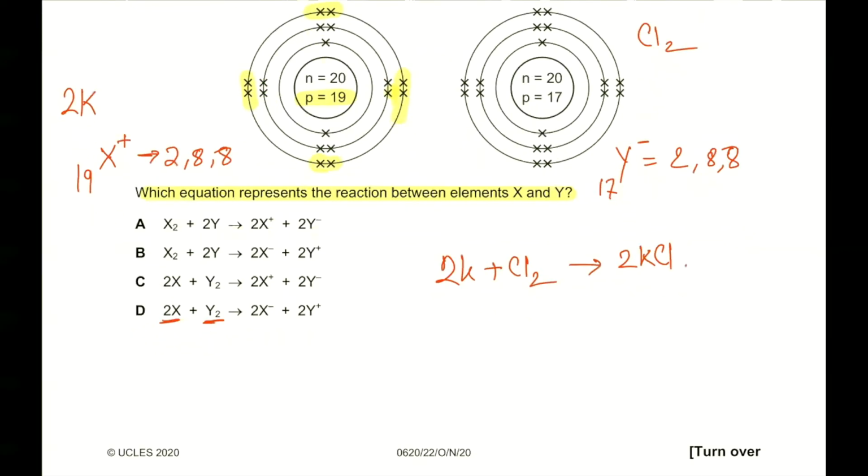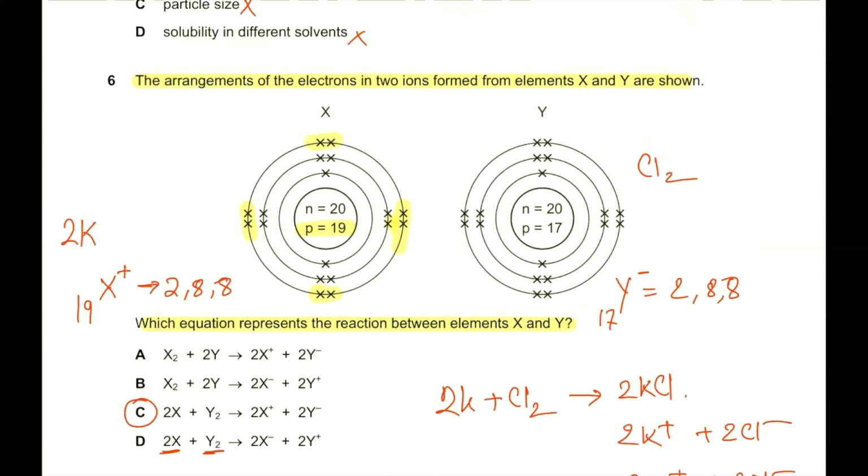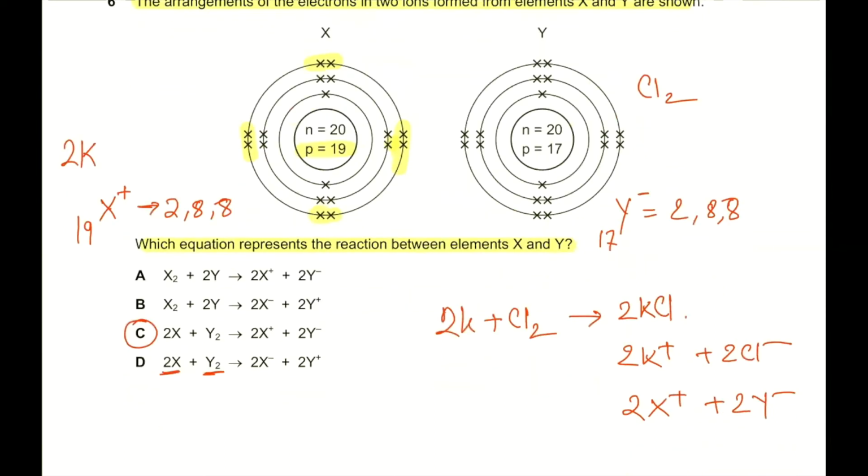So 2X plus Y2, after the reaction, we will get 2K plus and 2Cl minus. So in other terms, we will get 2X plus and 2Y minus. So 2X plus Y2 gives 2X plus and 2Y minus. C will be the correct answer, guys. Question number 6, C.